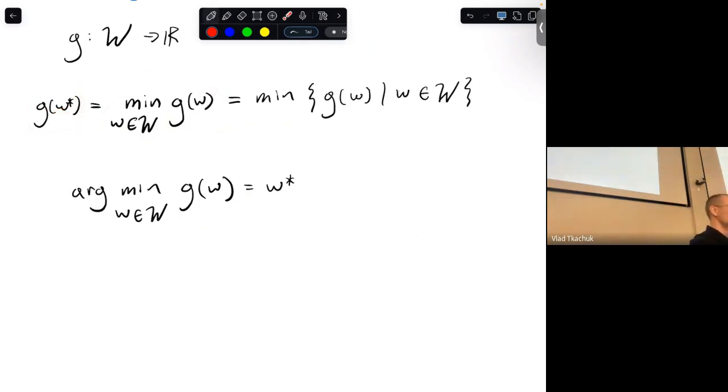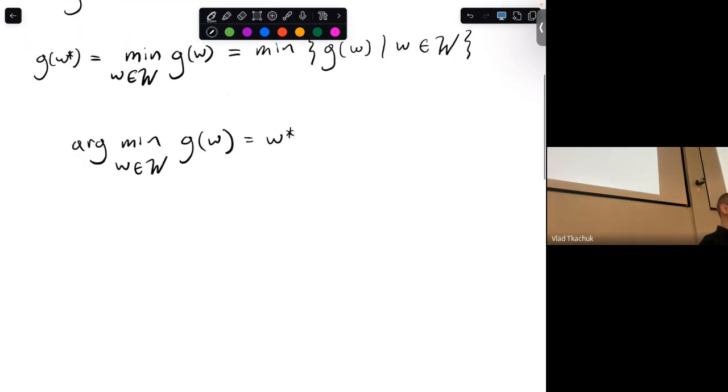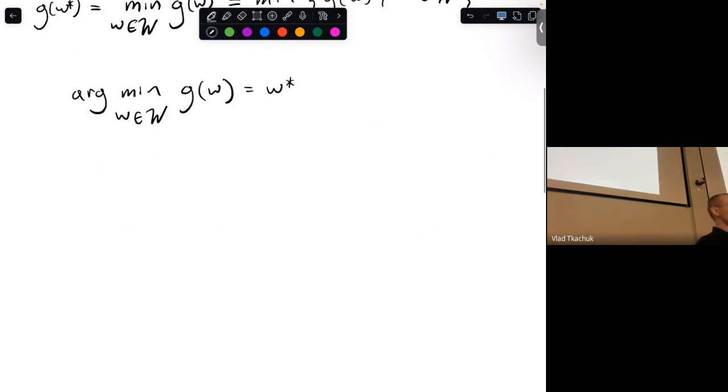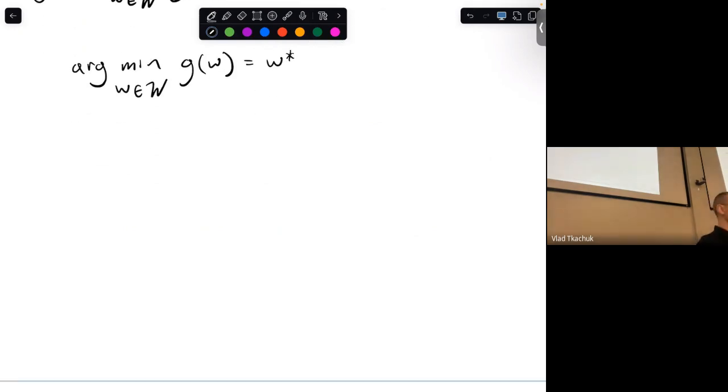Okay, this is the extent of the notation you're going to need because we're going to keep using it a lot. We're going to care about the minimizers and the minimum values. And okay, we'll talk about the relationship between minimums and maximums in a moment. But before that, let's do a quick example of something you probably have seen many times in calculus before. Let's take a specific function, and let's say it's the quadratic function, the parabola, w squared.